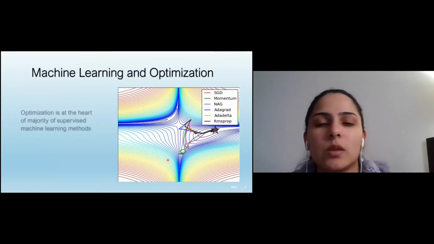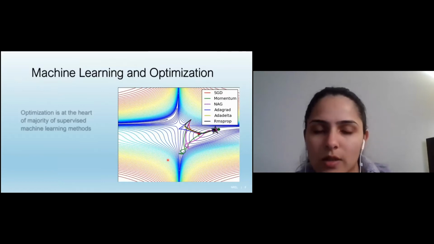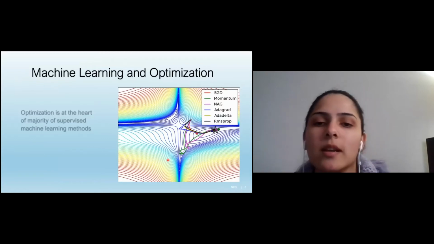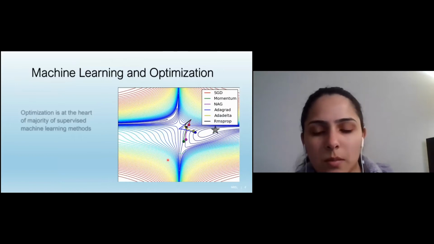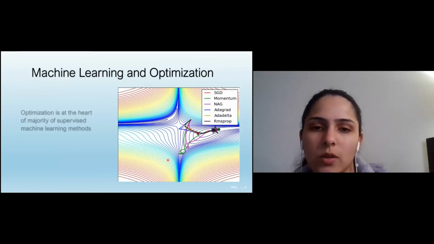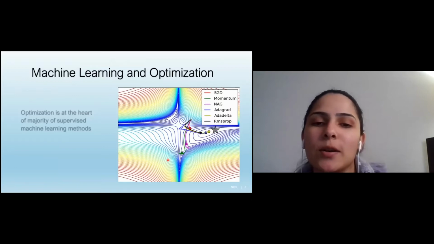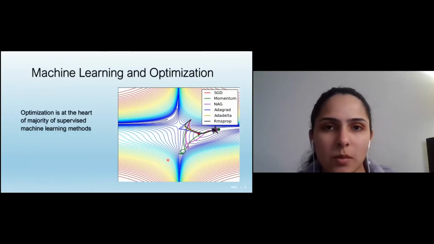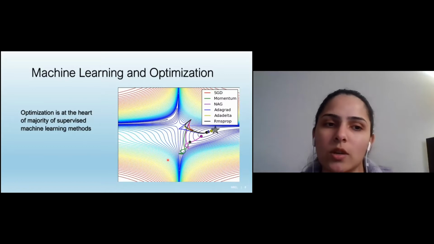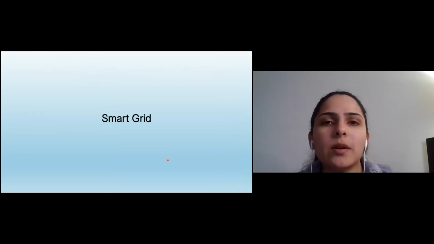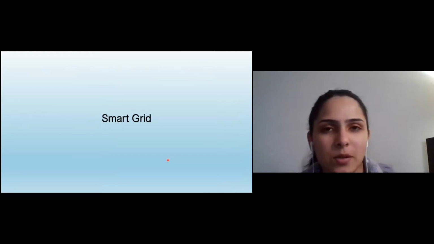This plot shows the decision space and how these different optimizers, SGD, momentum, and so on, are different types of optimizers you might know about, which are available for training deep neural networks. This is the problem space of how the optimization happens for them to reach their global minimum. So it wouldn't be an overstatement to say that optimization is at the heart of the majority of supervised machine learning methods. With that quick primer in mind, let's dive into the smart grid realm.